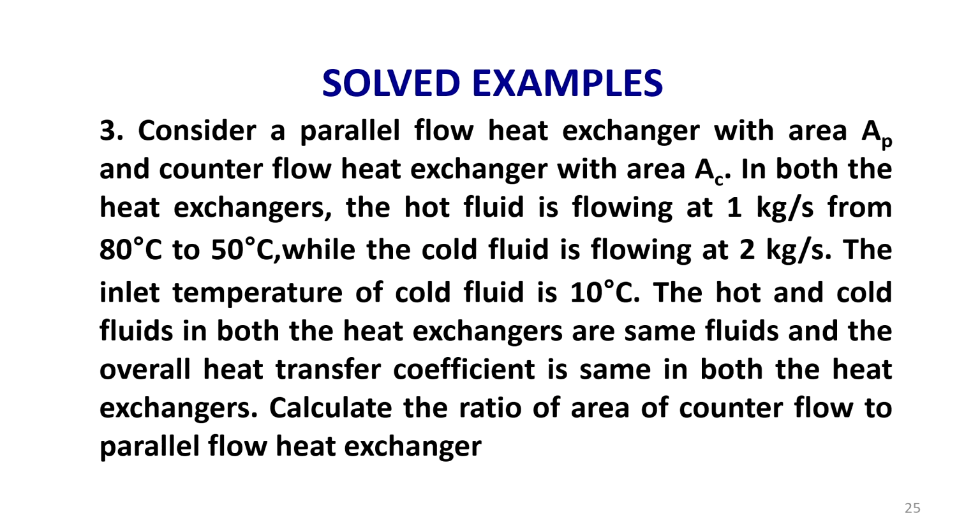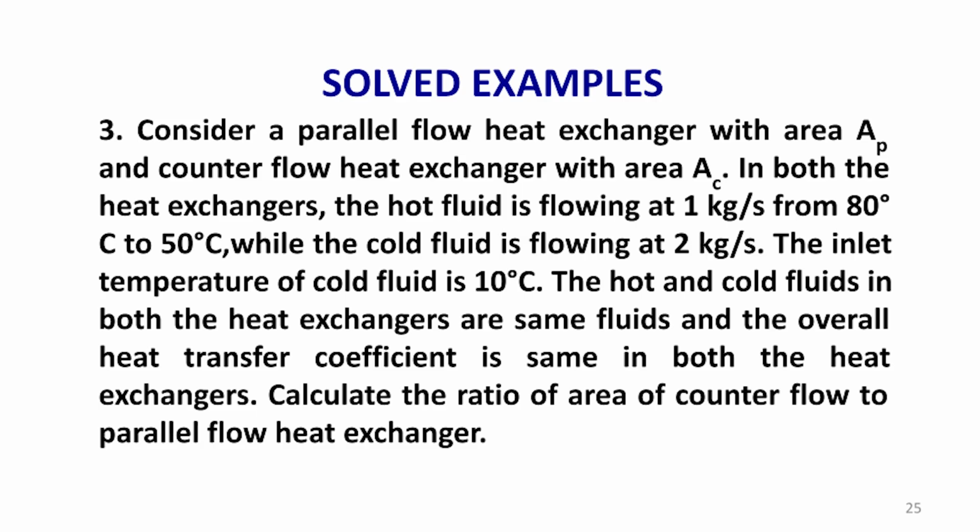Let me again emphasize, if we want to solve the problem by the LMTD method, we should know all the 4 temperatures. If 3 temperatures are given and mass flow rate is given, we can find either heat lost or heat gained. Once that is found, heat lost is equal to heat gained, so we can find the 4th, unknown temperature, either capital T1 or capital T2, or small t1 or small t2. Parallel flow heat exchanger area is given, counter flow heat exchanger area is given.